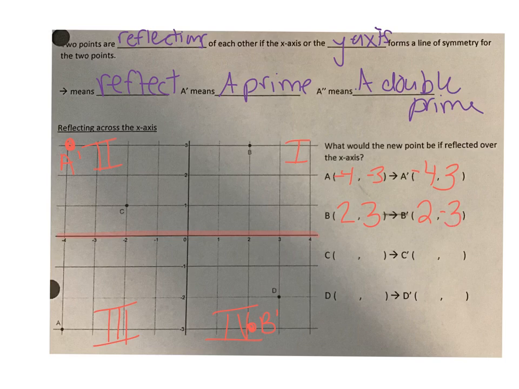For C, we have -2, 1. We're going to reflect over the x. It's going to come down to quadrant 3, and that's going to be C prime at -2, -1. And then D is at 3, -2. It's going to reflect up to quadrant 1. It's going to be D prime, and that's going to be 3, 2.